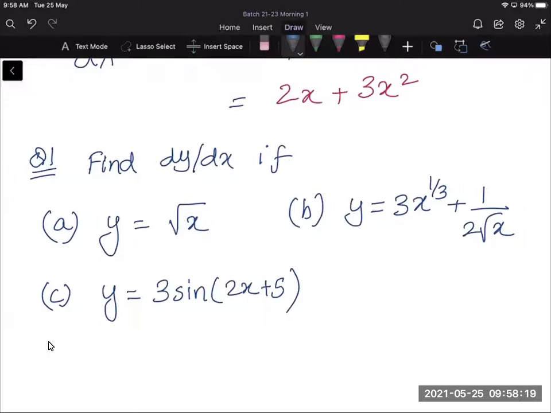No, in B, if you see, there are two terms, so the answer should also contain two terms.